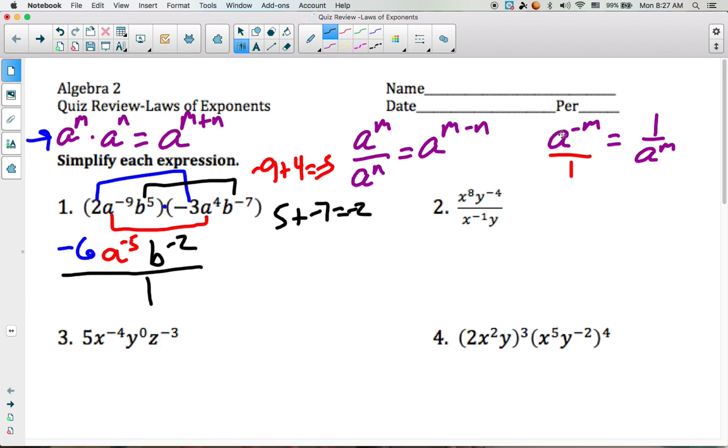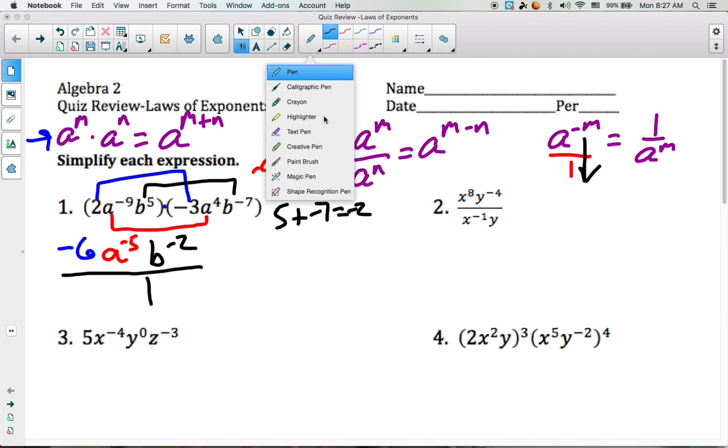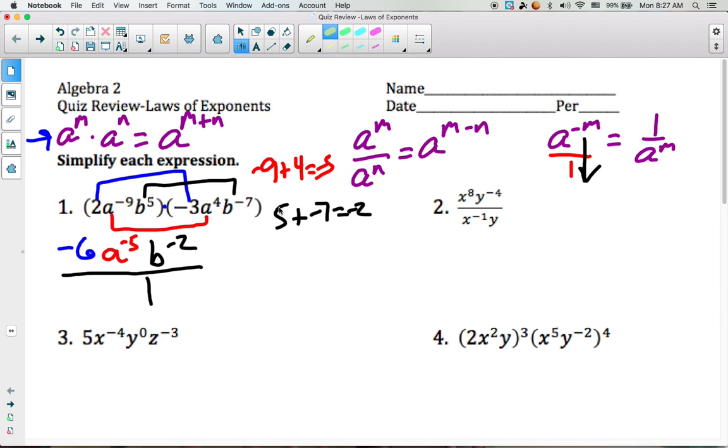Our negative exponent rule says if you have a to the negative m, you make it a fraction, and then you just flip the fraction, and when you take the reciprocal of it, that a to the negative m will drop down to the denominator and become a positive exponent. But you only move things that have negative exponents. So if I look at this, negative 6, a to the negative 5, b to the negative 2. This is a negative exponent, and so is this one.